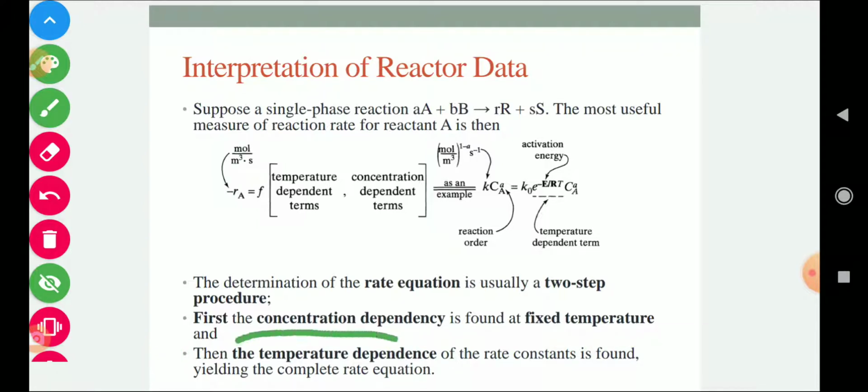This temperature dependency was explained in previous classes, in which it can be calculated with the help of the Arrhenius law. In this class we mainly study the concentration dependency terms, and how we use different interpretation methods to calculate the rate constant and order of reaction.